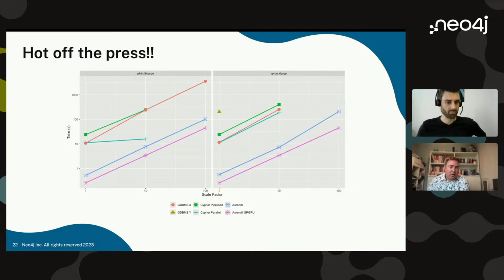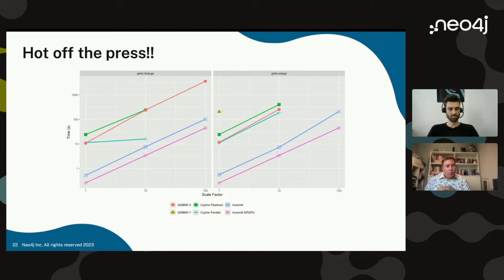Okay, so I'll share the results from this month. What we've been working on this month is looking at scalability. Different graph databases have different scalability properties. What we've tried to prove out in Aurendil is that all these radical changes that we've made actually work.